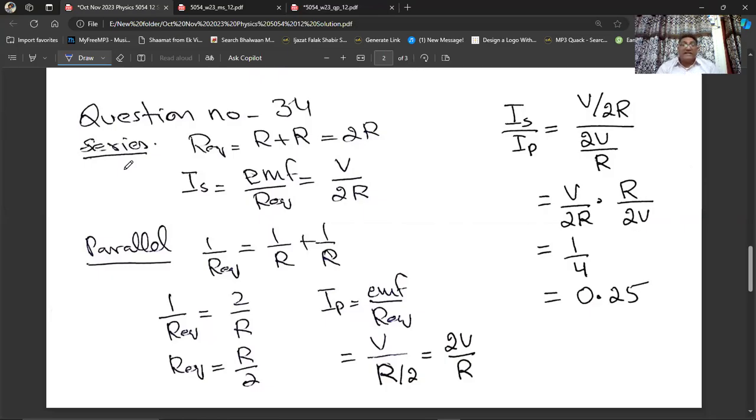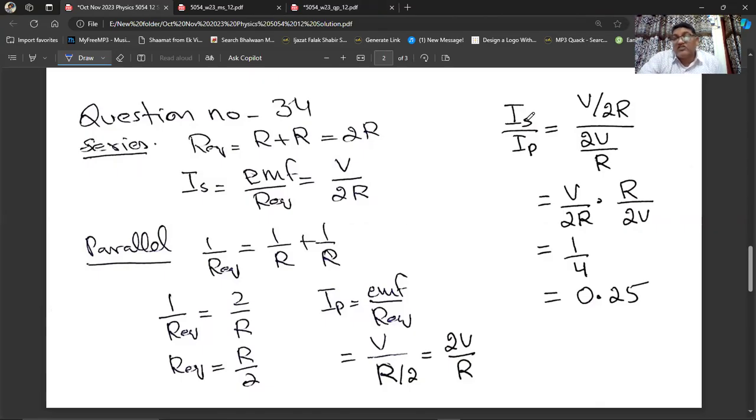When you connect two identical resistors in parallel, their equivalent resistance is given by 1 by R equivalent equals 1 by R plus 1 by R. So 1 by R equivalent equals 2 by R, and the R equivalent will be R by 2. The current in the parallel circuit will be the EMF of the battery divided by the equivalent resistance of the circuit. So it will be V divided by R by 2, which becomes 2V divided by R.